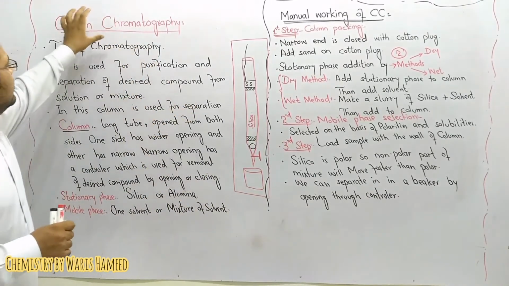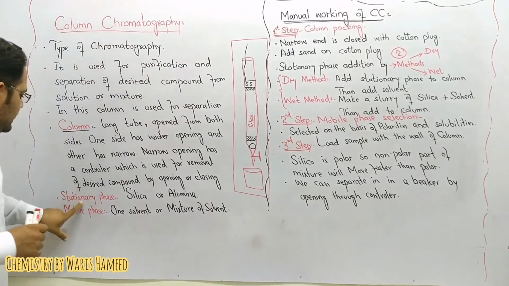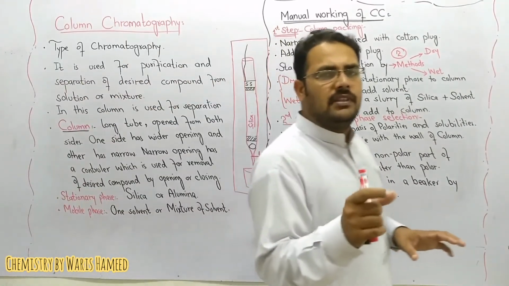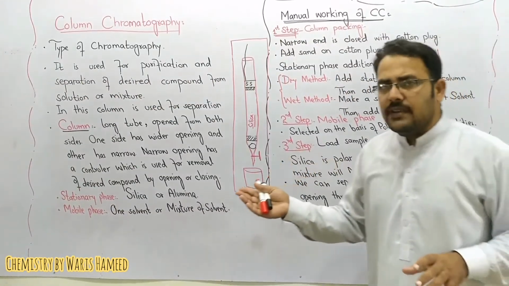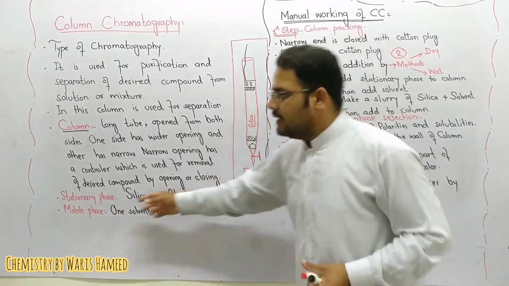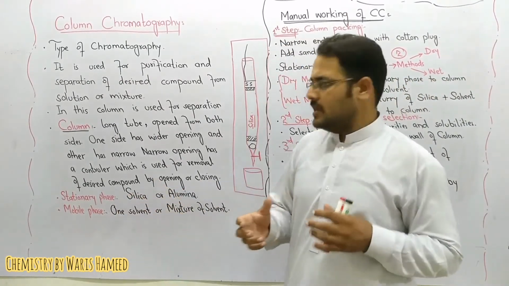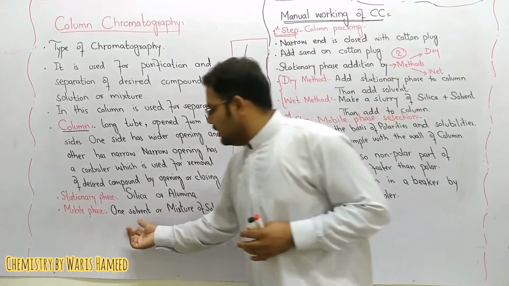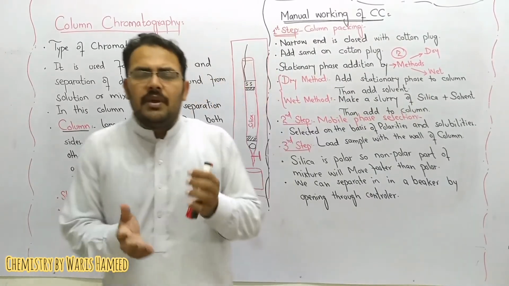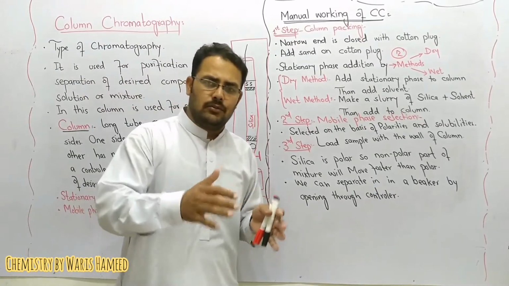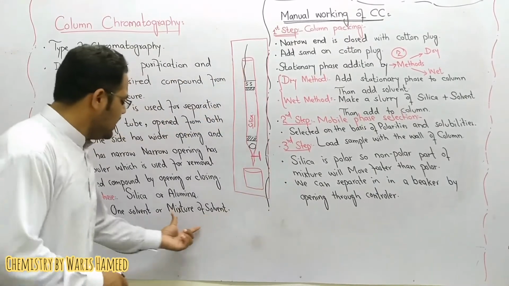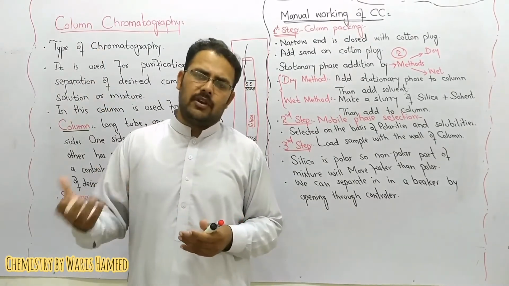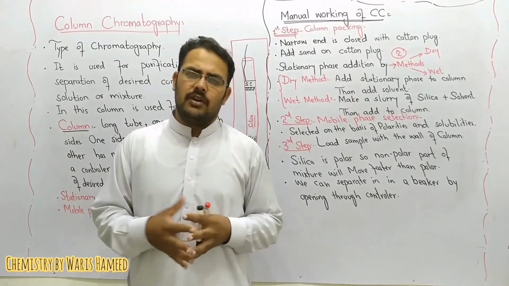In this chromatography, there is a stationary phase and a mobile phase. We know that in each type of chromatography, there are two phases. First is the stationary phase and second is the mobile phase. In this case, silica or alumina can be used as a stationary phase, and the mobile phase is any solvent. And this solvent may be just one solvent, or it may be a mixture of two or more than two solvents. And it depends upon the sample.